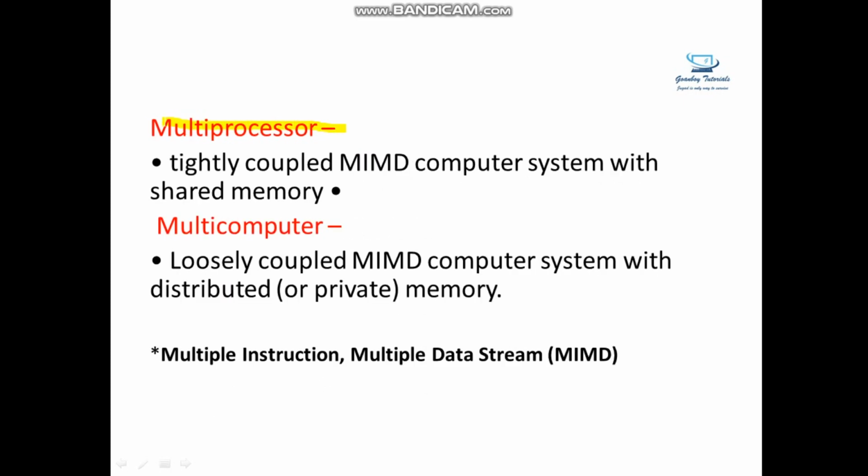The next element of the taxonomy is multiprocessor. It is a tightly coupled MIMD computer system with a shared memory. MIMD is multiple instruction, multiple data stream. Next is multi-computer. It is a loosely coupled MIMD computer system with distributed or private memory.